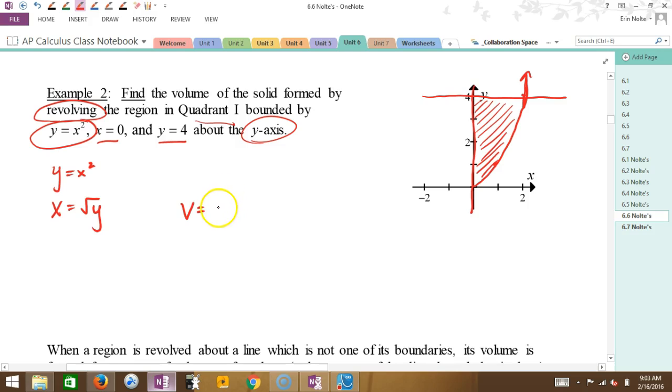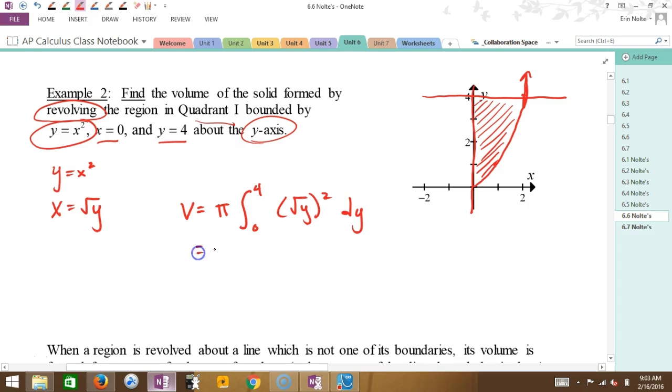Okay, so it's going to be pi, and between what two y values are we going? 0 to 4, good, so from 0 to 4, and then I just need my radius. What is my radius length? The square root of y, and then that would be squared because it's pi r squared, okay, dy. Okay, and it did ask us to find it, so we're actually going to complete this integral.